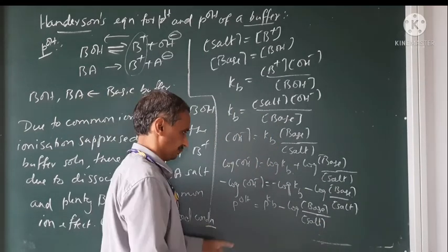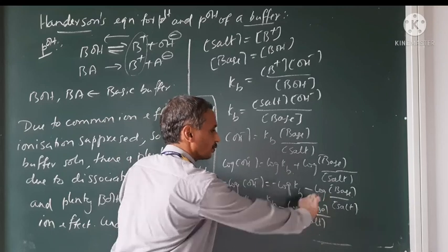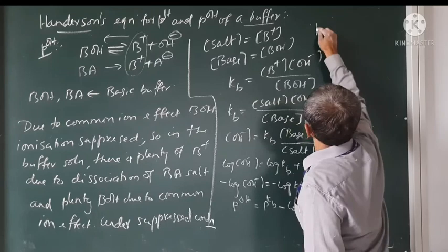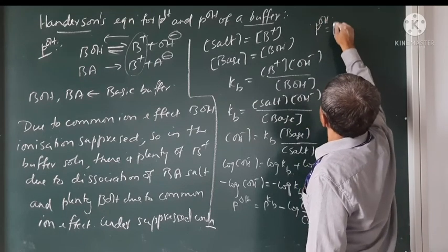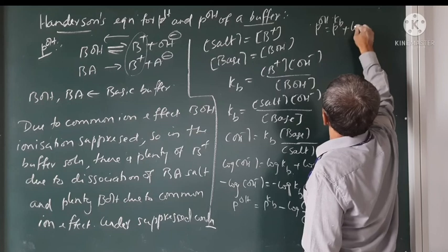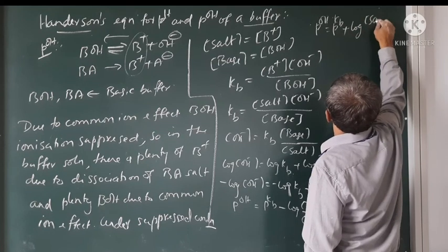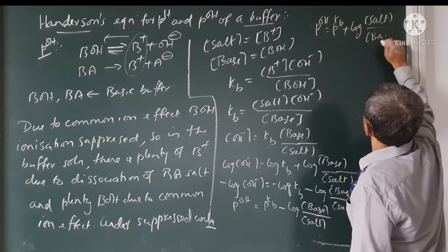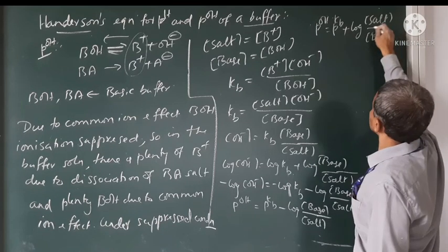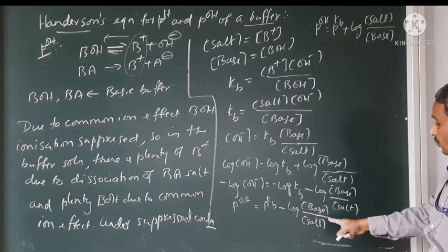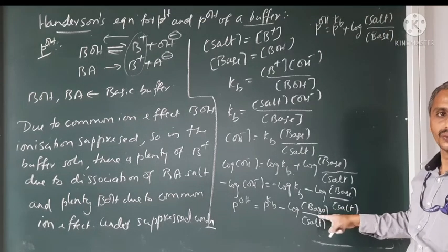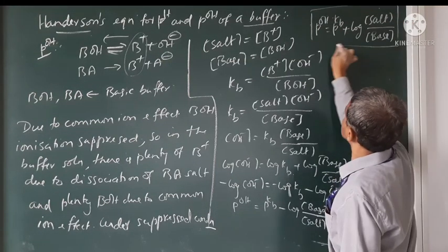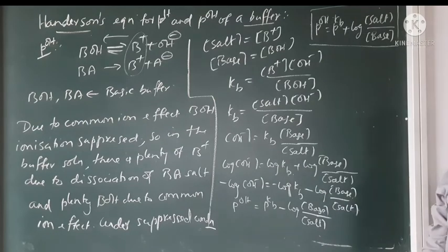Or if I don't want the minus sign, what you do is you go for the reciprocal of it. Or pOH is equal to pKb plus log of salt by base concentration. I have gone for the reciprocal of it. Instead of base, I wrote salt. Instead of salt, I wrote base. This is the Henderson equation for basic buffer only. Basic buffer.